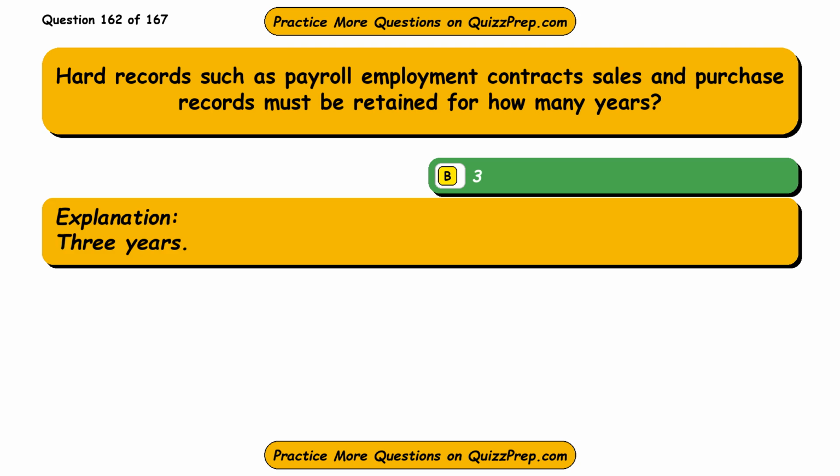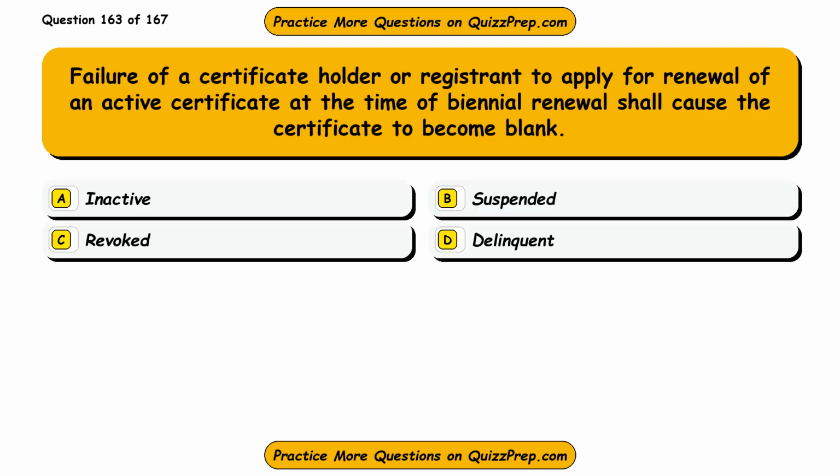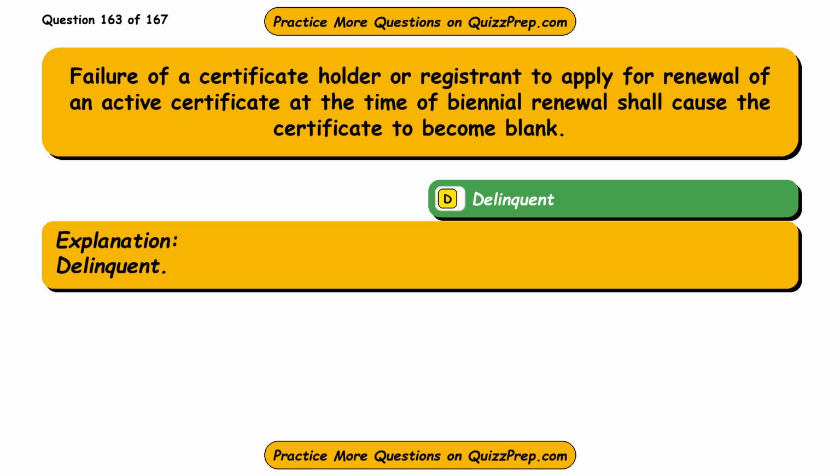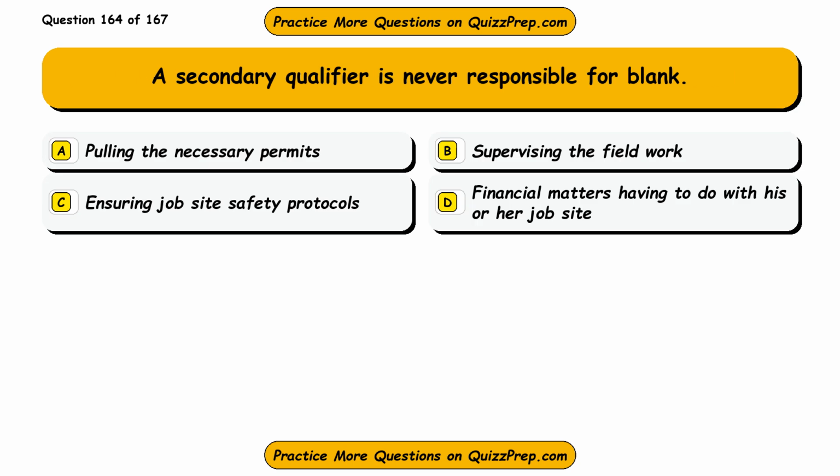3 years. Question 163. Failure of a certificate holder or registrant to apply for renewal of an active certificate at the time of biennial renewal shall cause the certificate to become blank. Option A inactive, option B suspended, option C revoked, option D delinquent. The correct answer is option D, delinquent. Delinquent.